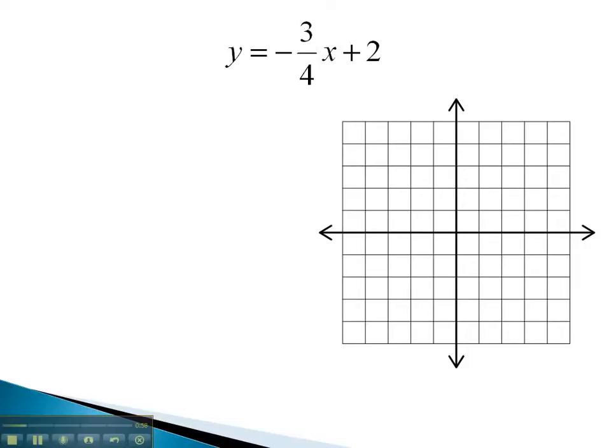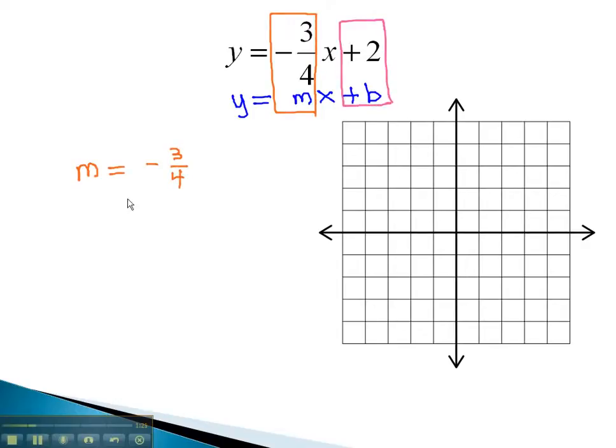In this equation, y equals negative 3/4 x plus 2, we remember that slope-intercept form is y equals mx plus b. From this, we can quickly identify that m, the slope, is negative 3/4, and b, the y-intercept, is 2. We will always start the graph at the y-intercept, at 2.